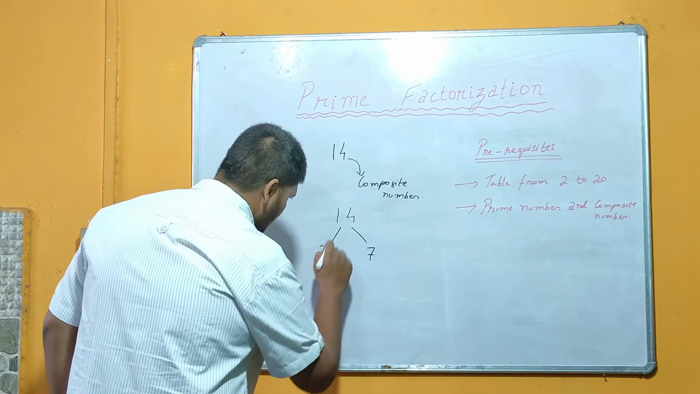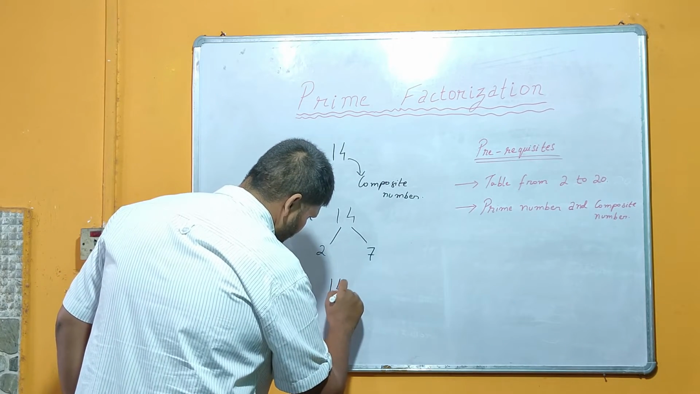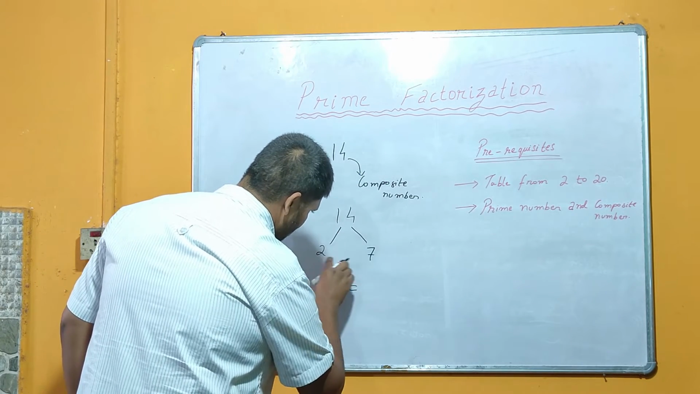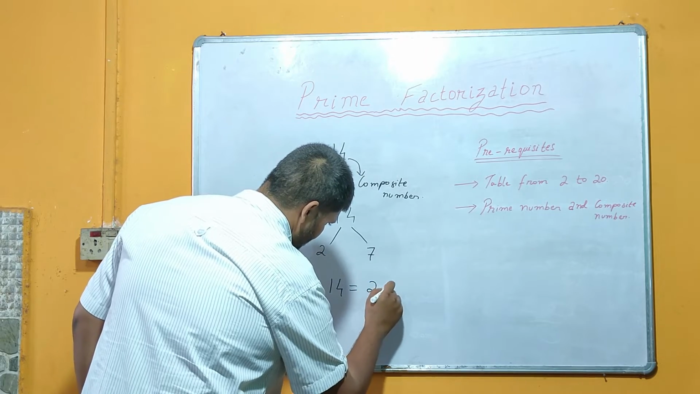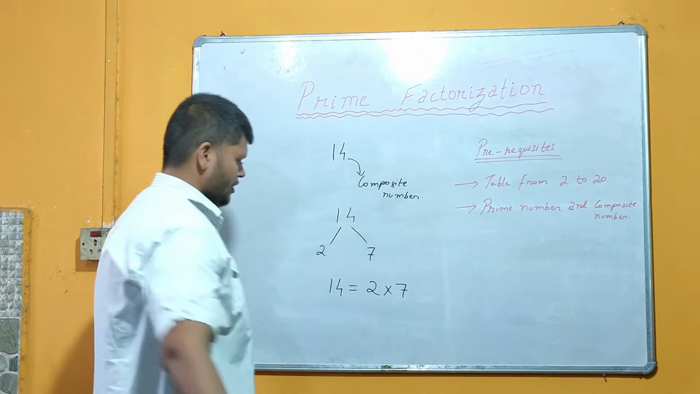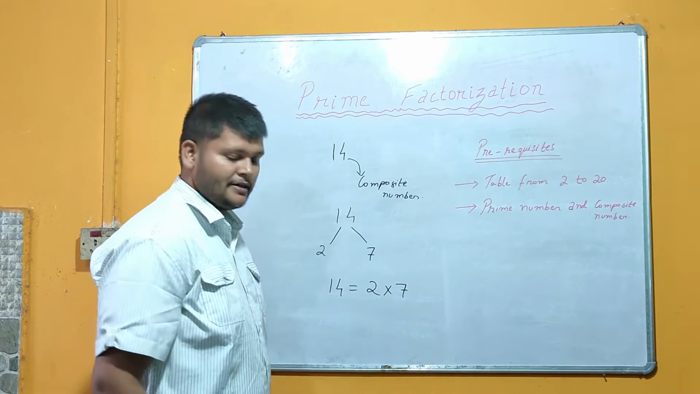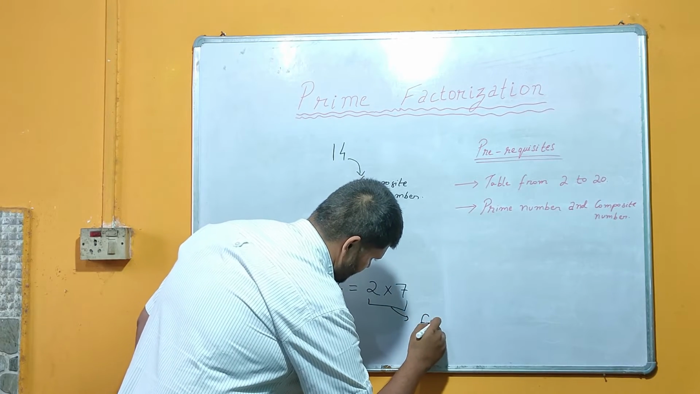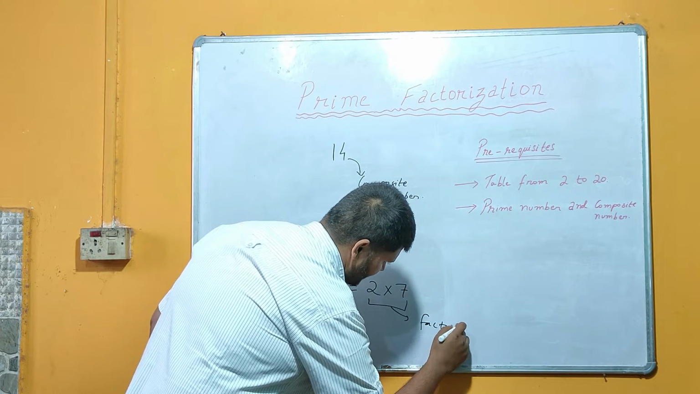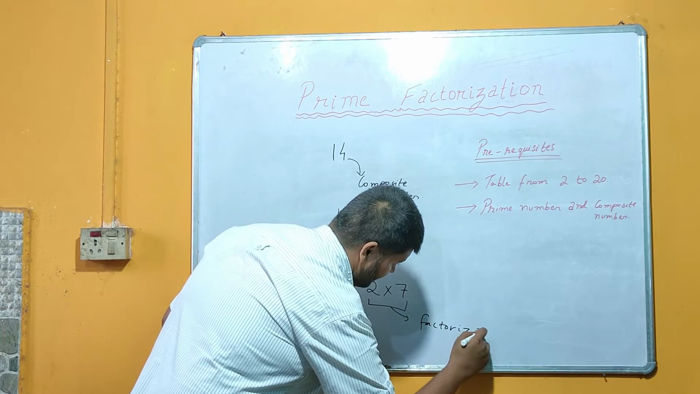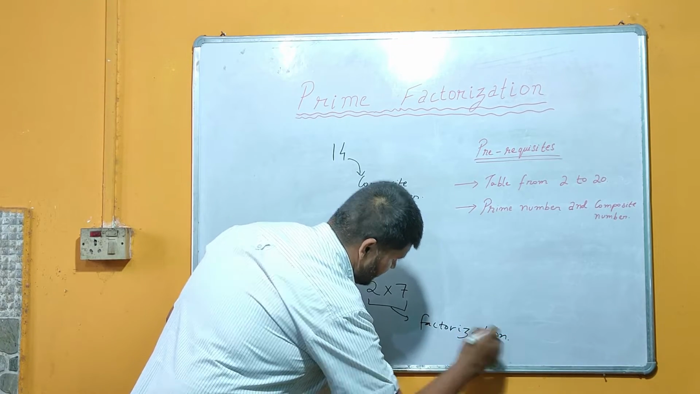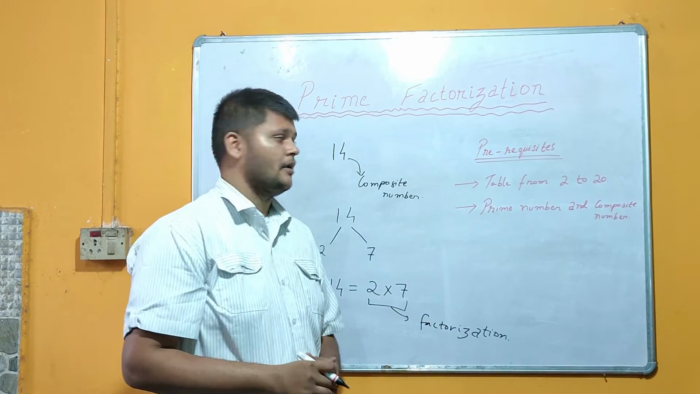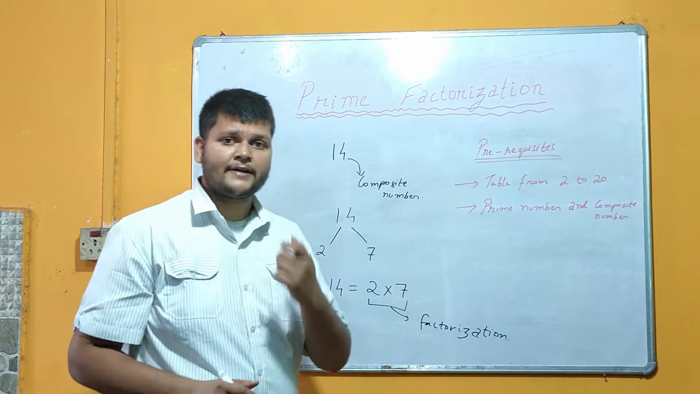Now how can you write this one? This 14 will be nothing but the multiplication of these two numbers. This is nothing but 2 into 7. This 2 into 7 itself is called a factorization. Simply you call it a factorization. But our topic is prime factorization.